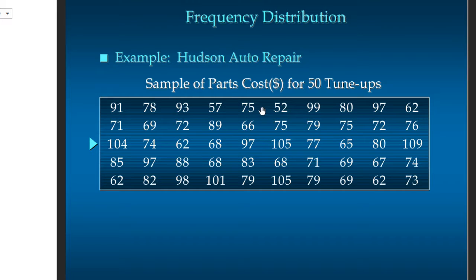So those 50 customers, some of them spend $91, some of them spend $109, right? These are all 50 tune-ups that Hudson Auto Repair had. Now, what she's trying to do is organize this number data into a graph form, right? Organize this data into a graph form.